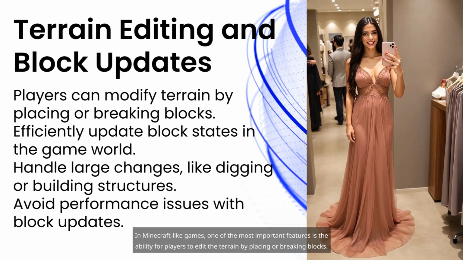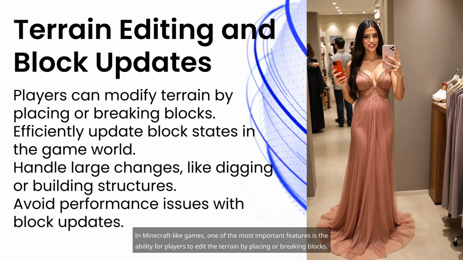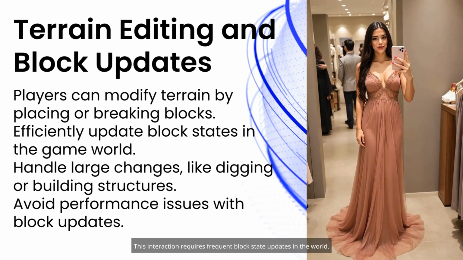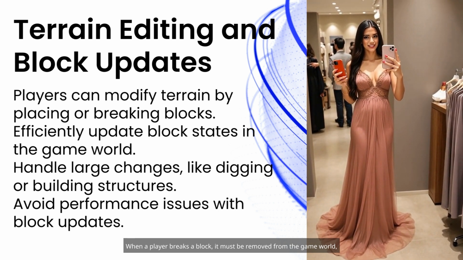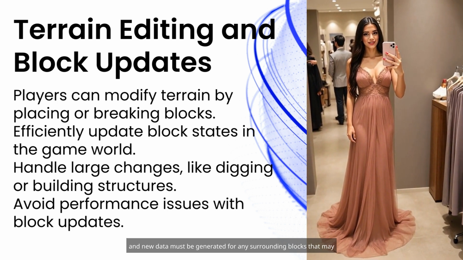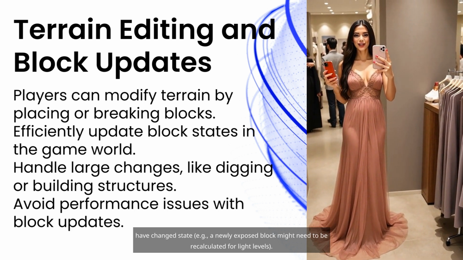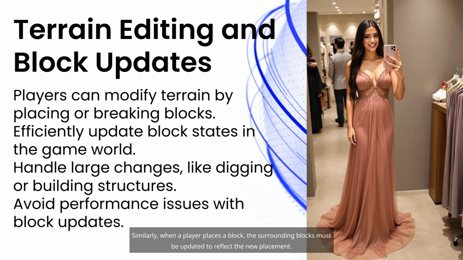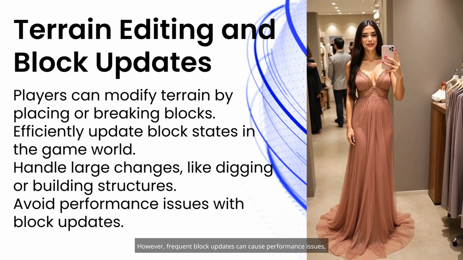In Minecraft-like games, one of the most important features is the ability for players to edit the terrain by placing or breaking blocks. This interaction requires frequent block state updates in the world. When a player breaks a block, it must be removed from the game world, and new data must be generated for any surrounding blocks that may have changed state, e.g., a newly exposed block might need to be recalculated for light levels. Similarly, when a player places a block, the surrounding blocks must be updated to reflect the new placement.